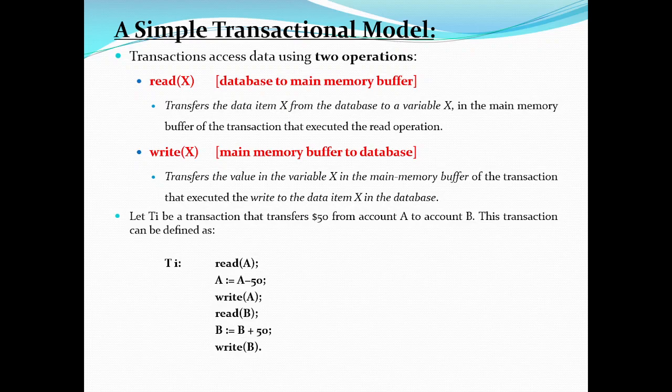Let Ti be a transaction that transfers $50 from account A to account B. This transaction can be defined as Ti: read(A). Now we are reducing the value of A by 50. Then I am going to write(A). Suppose A is 100, now the value will be 50. Now I am going to read(B). Suppose the value of B is 200, to that 200 I add 50. Now I get 250. Next I write(B), the content of B.